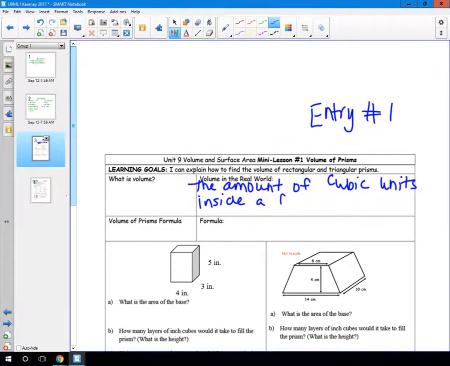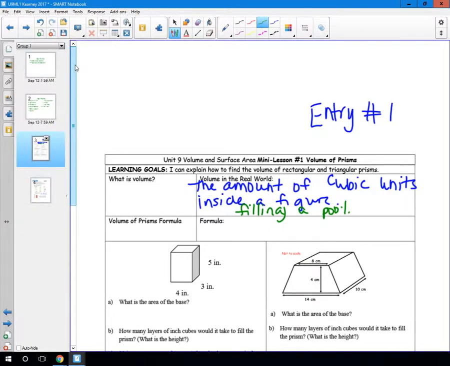Where do you think you would need to find the volume in the real world? When would you need to be filling something up? That's right, maybe filling up a pool. Okay, that's one idea. Really we can talk about more as they come to mind, but anytime you're filling the inside of a 3D shape up.